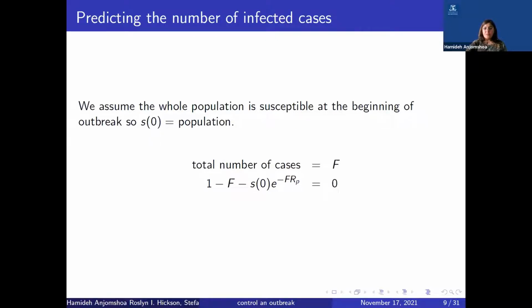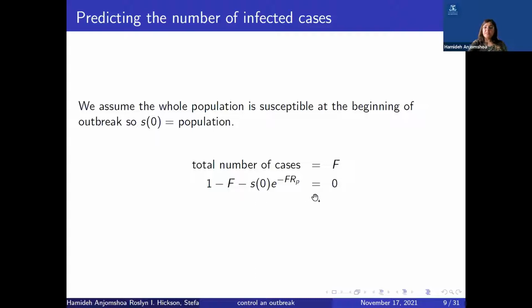So this is the equation we were thinking of. What is the goal? If you assume the whole population, and you want to minimize the infected people, we were thinking, what is the equation for the infected, or the final numbers? Here we assume that the whole population is susceptible at the beginning of the outbreak, so S0 is the whole population, and the total number of cases we call F.